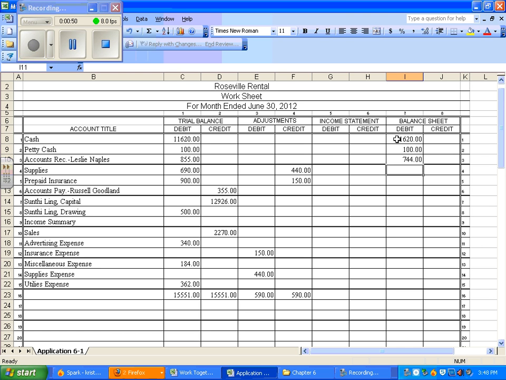855. Now supplies, you started out with a $690 debit, but you adjusted it with a $440 credit, so you're going to pull over a $250 debit, because $690 debit minus a $440 credit gives you a $250 debit. Prepaid insurance, a $900 debit minus a $150 credit gives you a $750 debit.